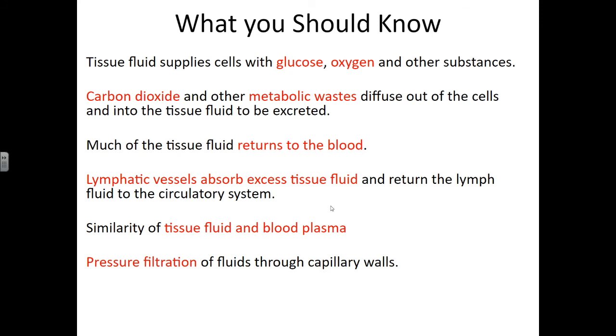Hopefully you've got the basics out of this. You understand pressure filtration causing the plasma to pass through the capillary walls into the fluid-filled area around the cells. That tissue fluid is supplying all the good things, your glucose and oxygen, and absorbing all the wastes. Some of it is able to get back into the venous return, but a lot of it is absorbed by the lymphatic vessels. And the tissue fluid and blood plasma are similar in composition, with the exception of plasma proteins, which are too large to be filtered through the capillary walls.